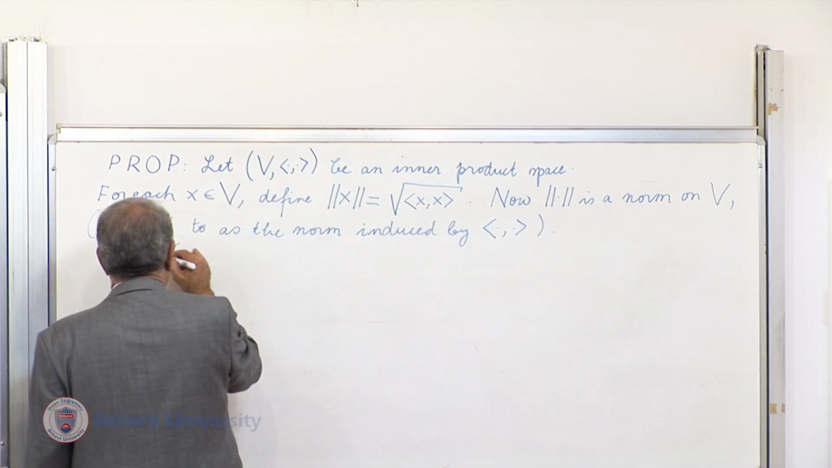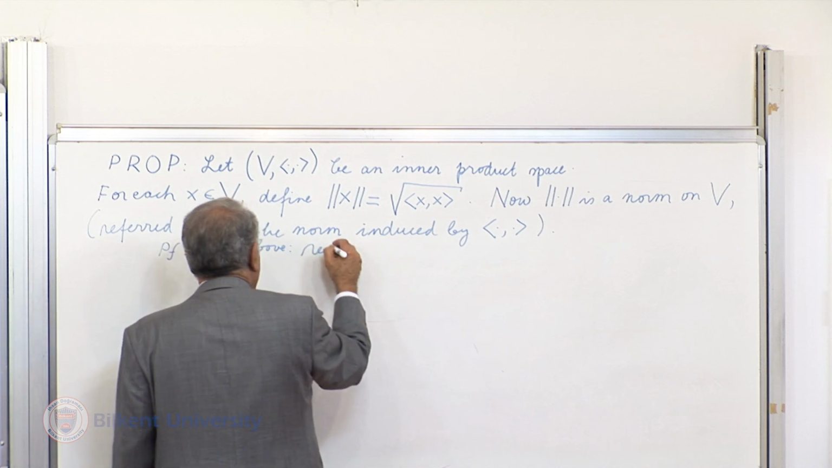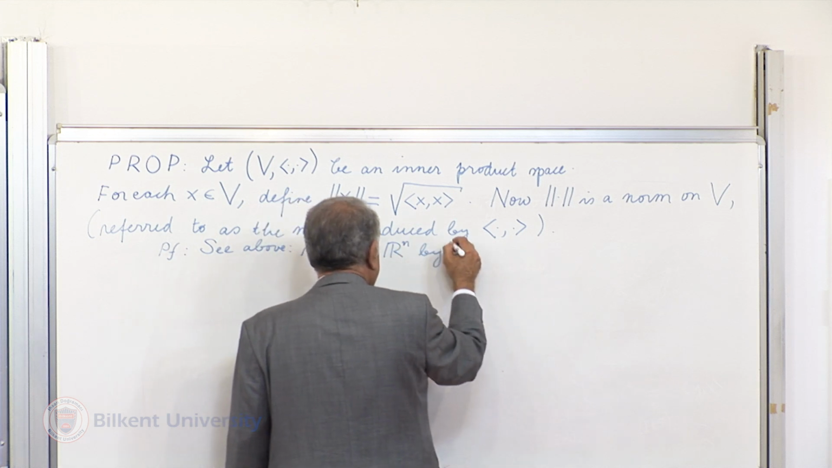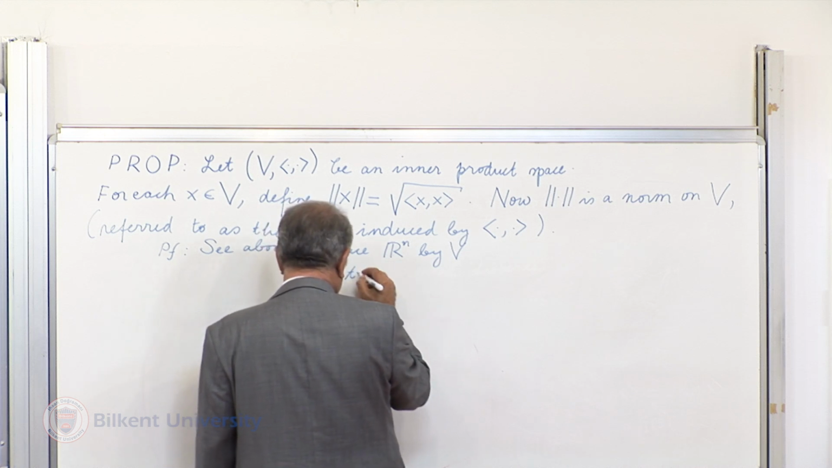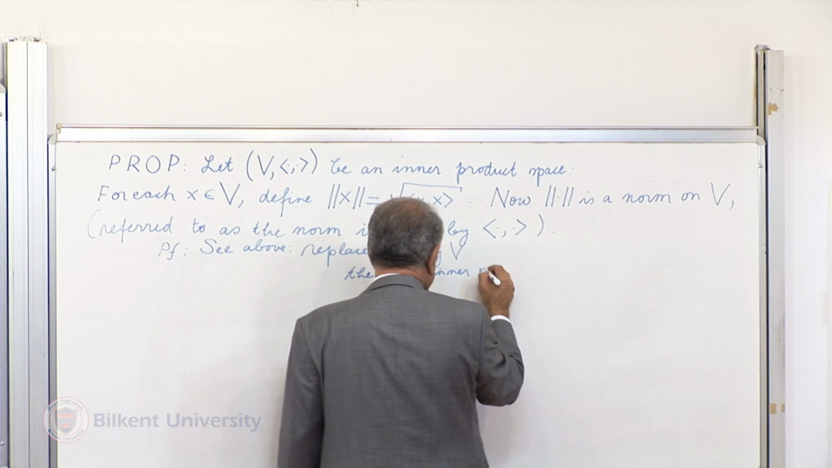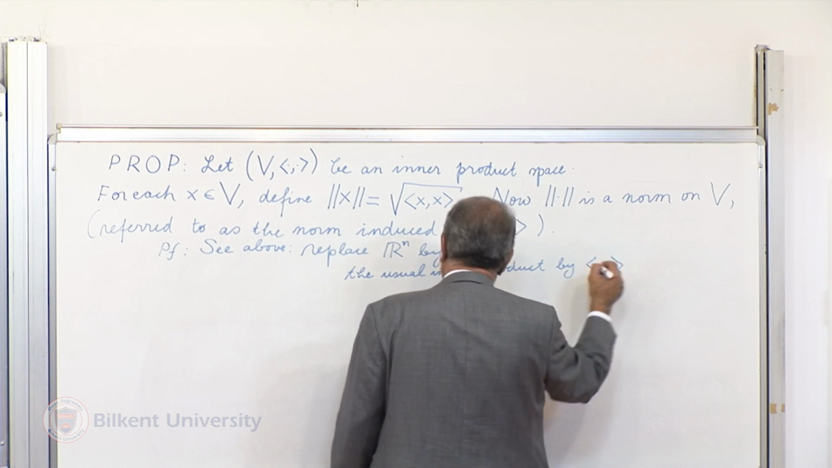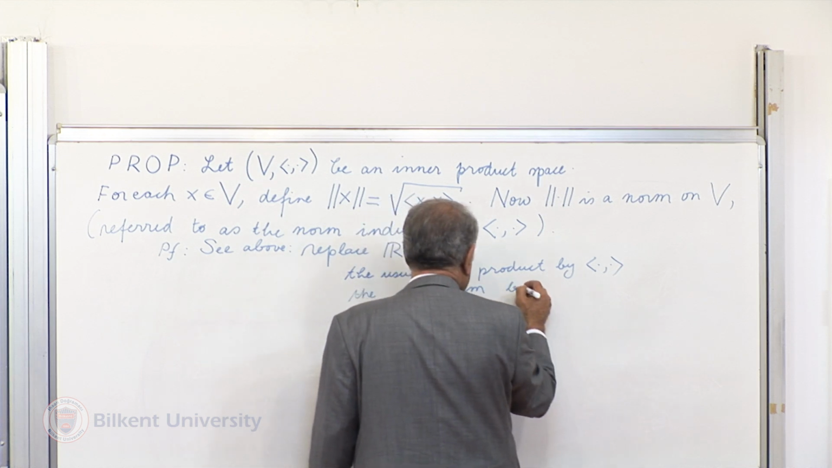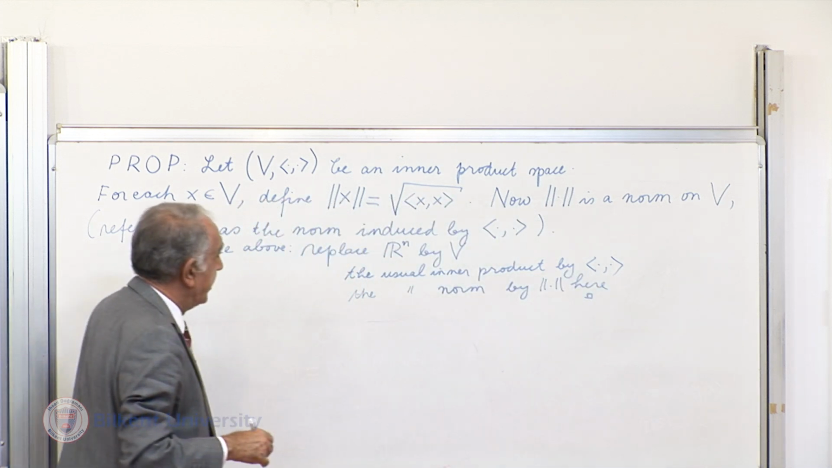Proof: see above. Replace Rn by V, the usual inner product by the inner product here, and the usual norm by the norm here. That yields the proof. Okay?